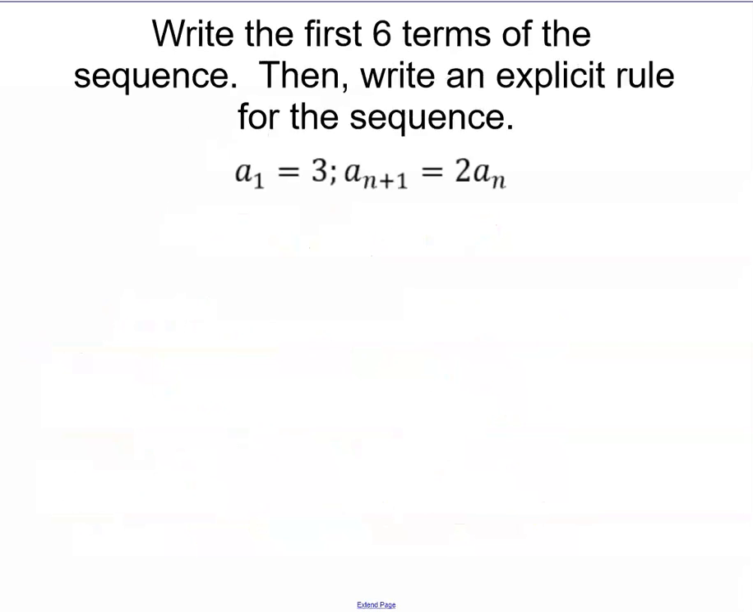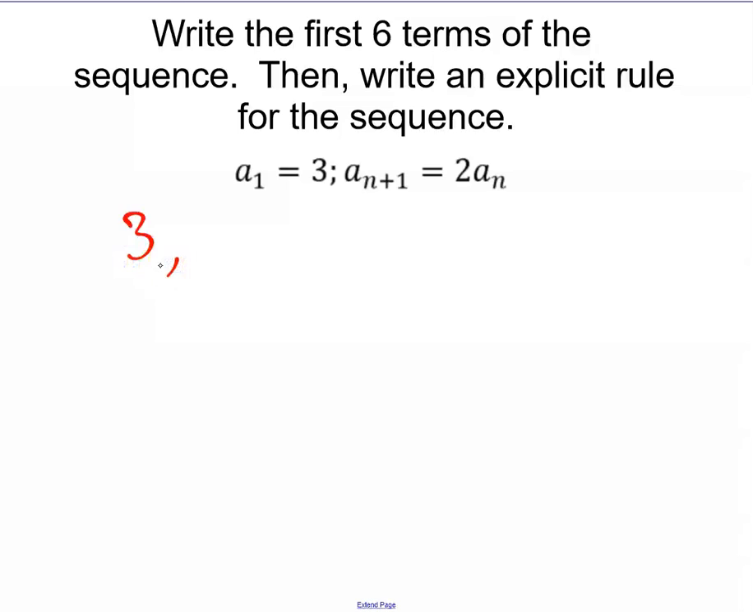Alright, here we're writing the first 6 terms of the sequence, and then we're writing an explicit rule for this sequence. And this is actually that first one that we were looking at, this recursive rule. So we already talked about how to kind of get this one. We're told that the first term is 3. Now, we are asked to write an explicit rule on this one.